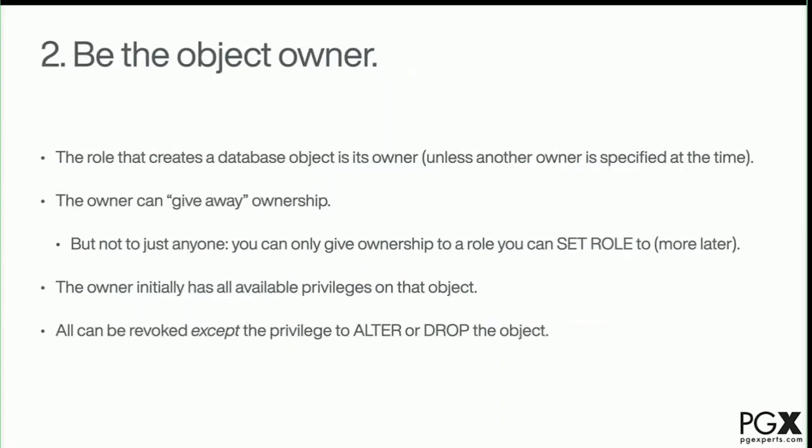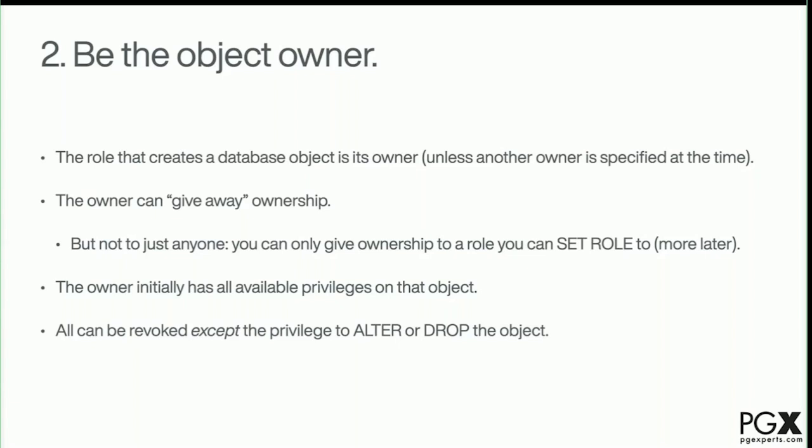The other way you can get a privilege is be the object owner. The role that creates something is its owner, unless some commands have a syntax that lets you create an object and at the same time give it to a different role. The owner can give away ownership. An owner can take an object and say, okay, it's yours now. Here, have it.